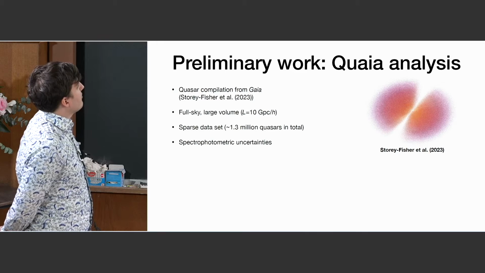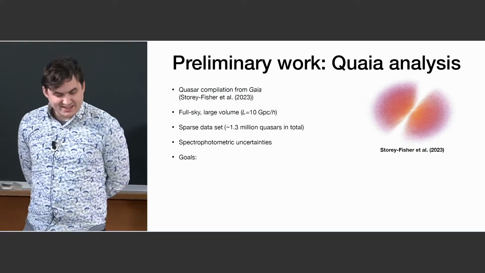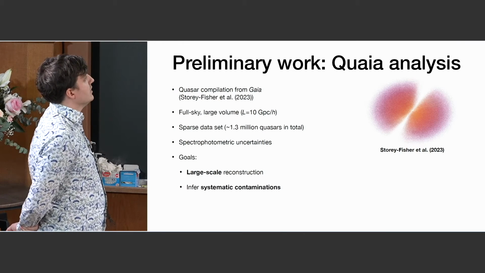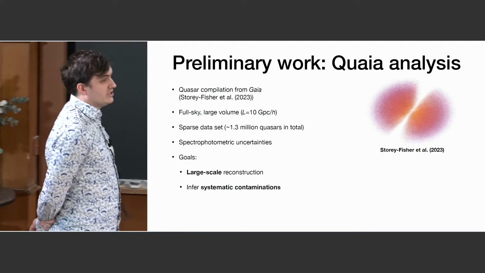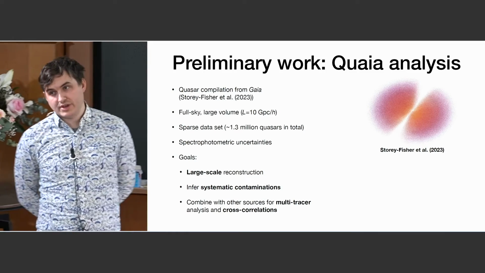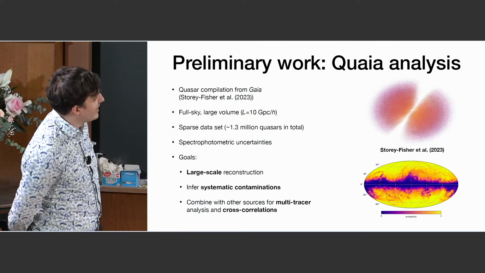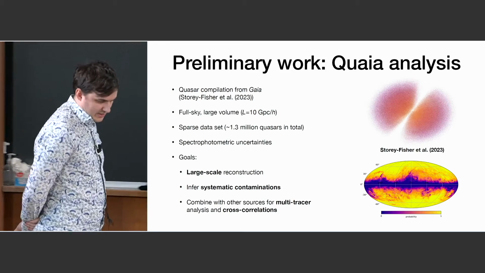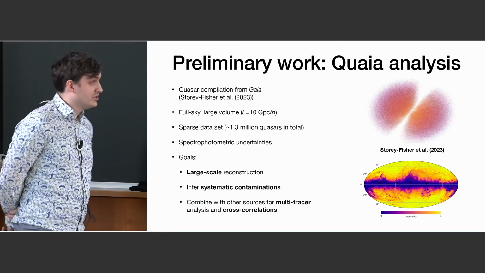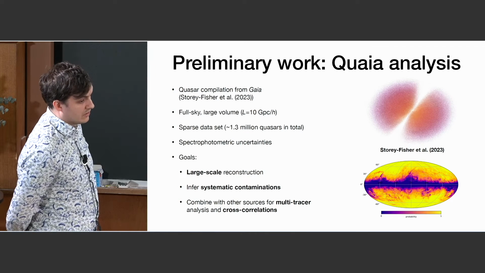We also have to have control over the spectrophotometric uncertainties that are related to this. So what Arthur and I set out to do is to make a large-scale reconstruction of the density field using this quasar data set, to see if we can infer any systematic contaminations in this data set, and also to see if we can combine this with other data sets, and do cross-correlation analyses. With this final image, I'd just like to highlight that the data set is quite well documented. There's a lot of content available, so we really appreciate that. Arthur and I would like to mention that it's a very nicely written paper and documented repo.